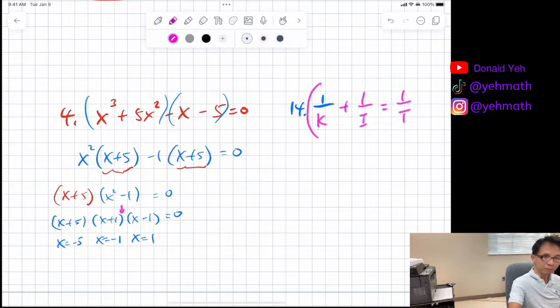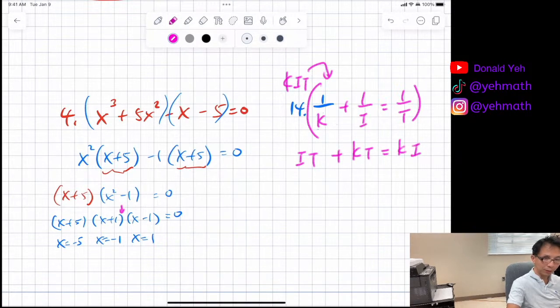Now this one, again, Brendan, do you like fractions? Okay, how do you get rid of fractions? What is the least common denominator here? Kit, okay? So if you multiply this in here, what's gonna cancel? Okay, what do you have left? There we go, plus kt equal to ki, right? Now, what are we solving for?